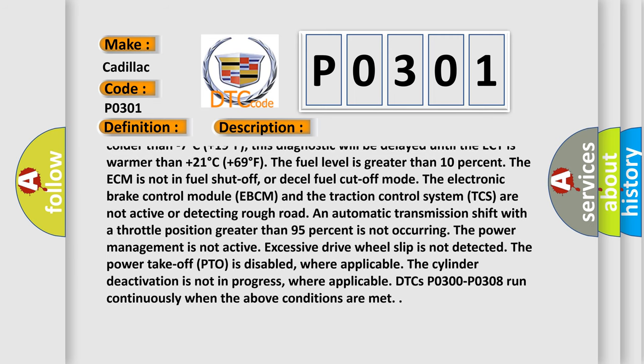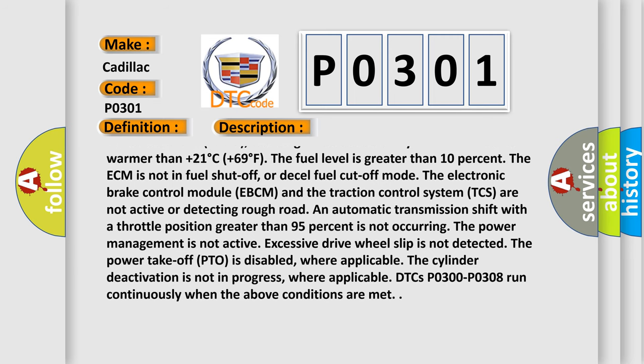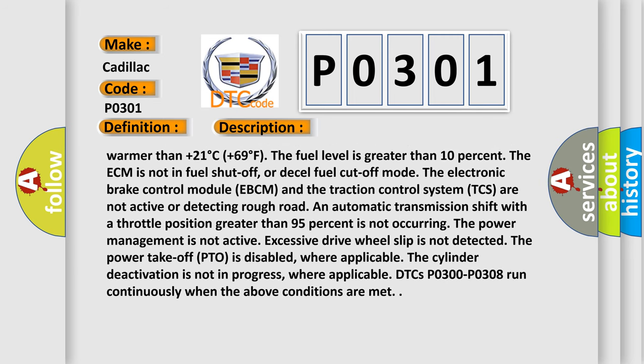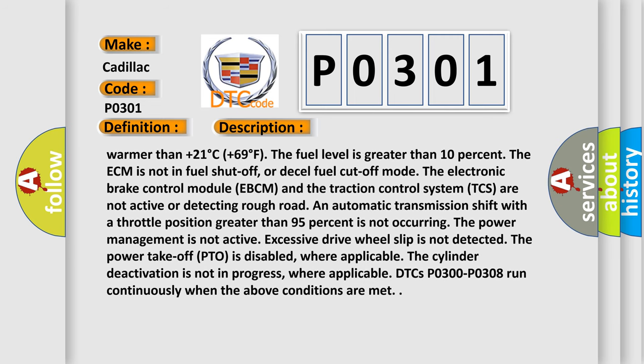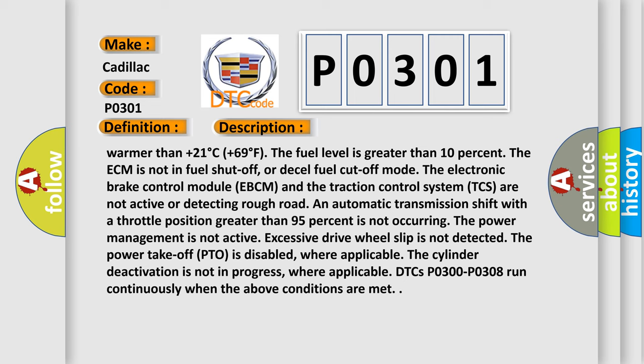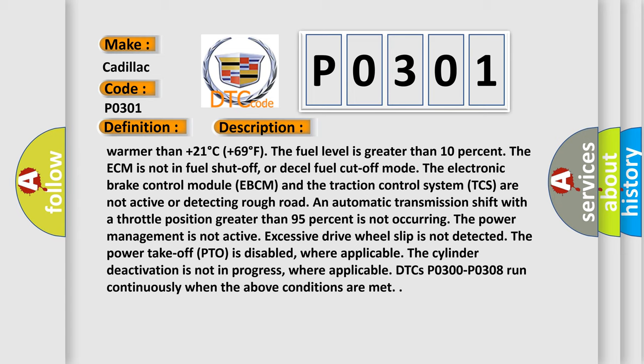The electronic brake control module EBCM and the traction control system TCS are not active or detecting rough road, and automatic transmission shift with a throttle position greater than 95% is not occurring. The power management is not active. Excessive drive wheel slip is not detected. The power takeoff PTO is disabled. Where applicable, the cylinder deactivation is not in progress. Where applicable, DTCs P0300, P0308 run continuously when the above conditions are met.